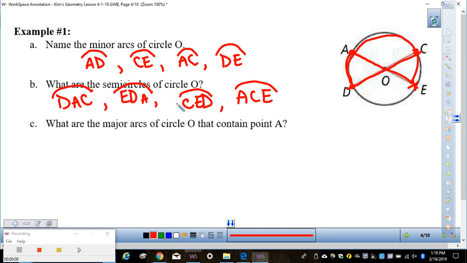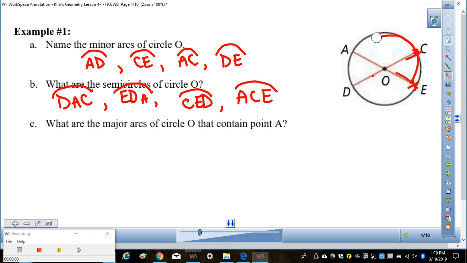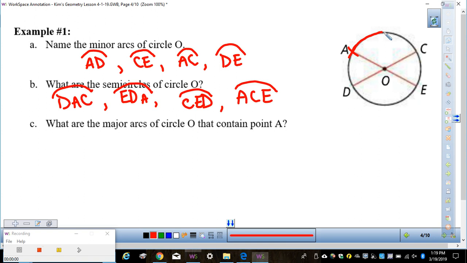Last but not least, I'm going to erase this part and let's take a look at some of the major arcs. This has to be something that is more than 180 degrees, which is the measure of our semicircle. So for one major arc, if I start at A and follow C, I actually have to go past E, that would be my semicircle, and I'm going to land at D. So I'm going to call that major arc ACD.